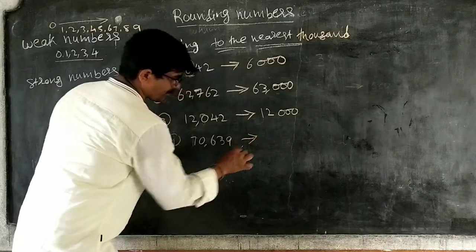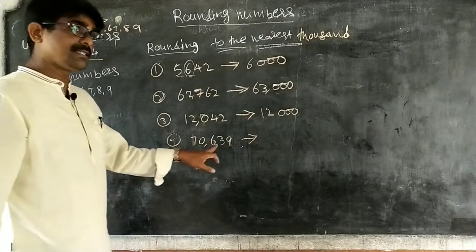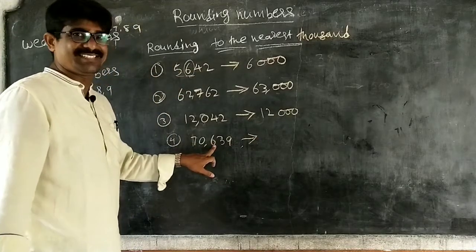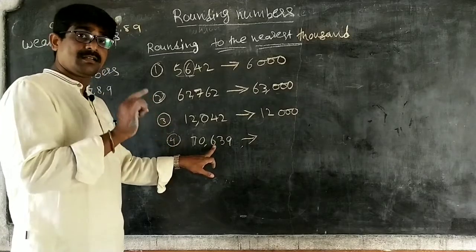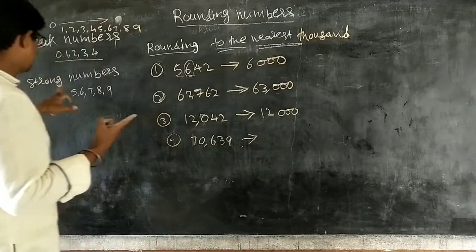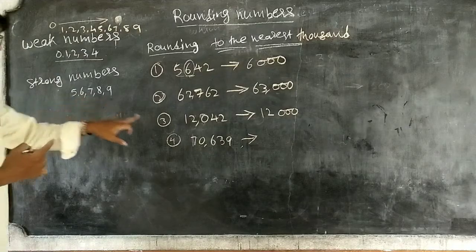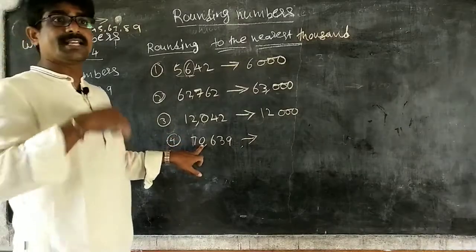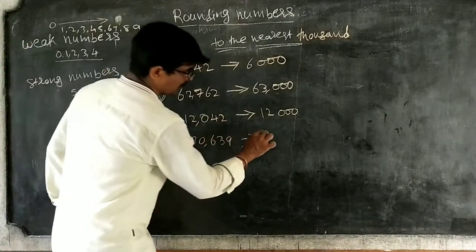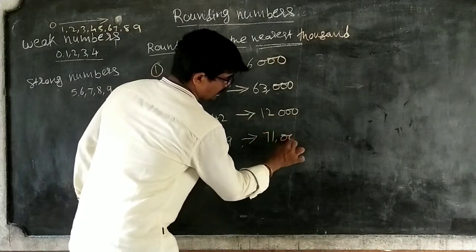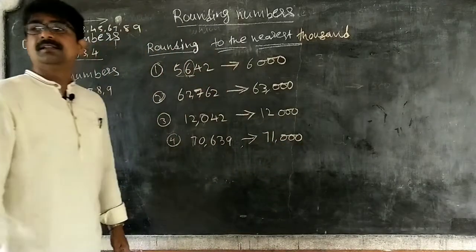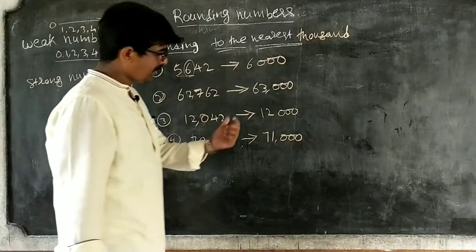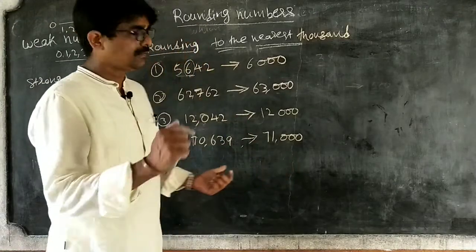Next, another example. 70,639. Observe here. In the 100 place, 6 is there. Is 6 weak or strong? 6 is a strong number. So 0 after next number is 1. That is equal to 71,000. Okay? Understand? Have any doubt? Next.